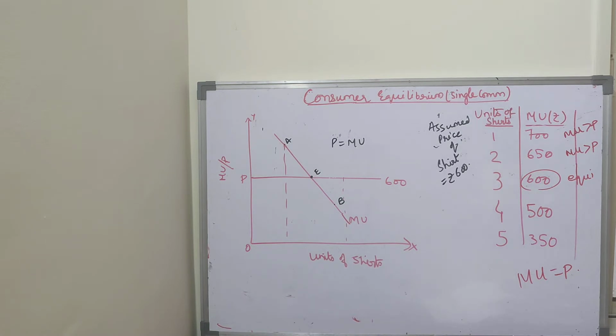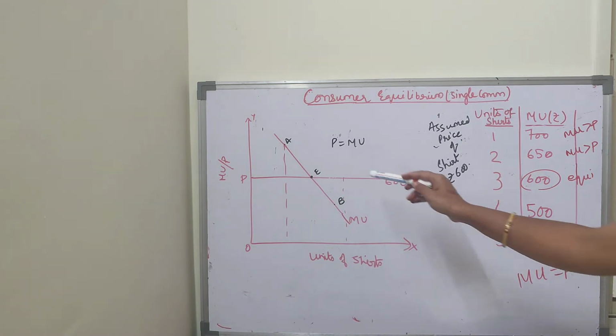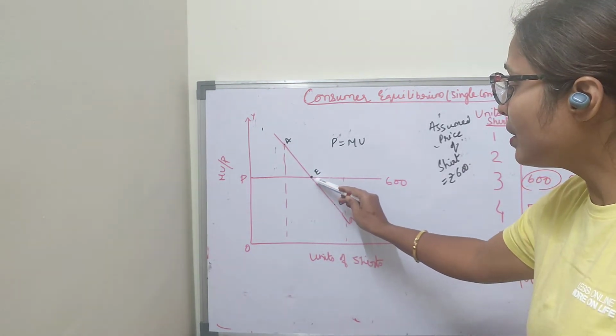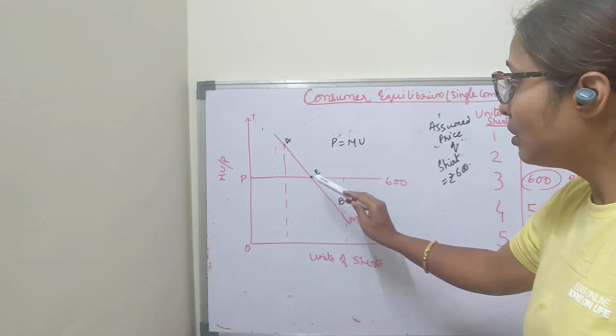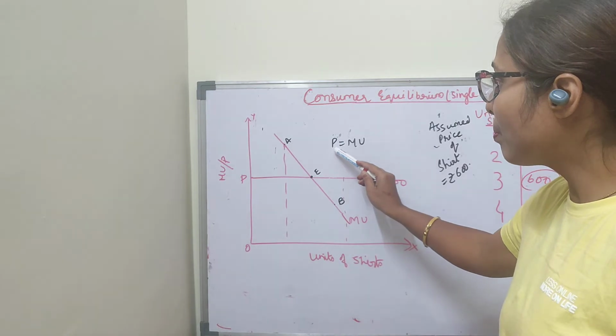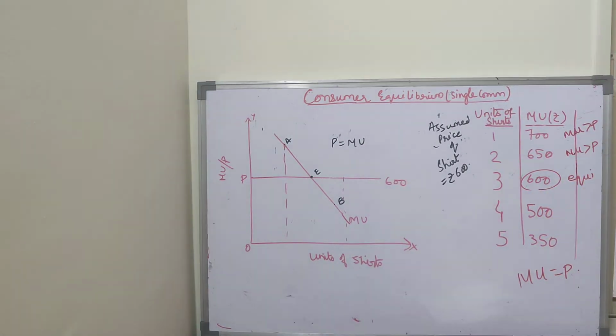Now you see that both the MU curve and the price line are intersecting each other at point E. Therefore, we can say that the consumer is at the equilibrium point E, where price is equal to marginal utility. Look at the third unit of shirt, where price is equal to marginal utility.